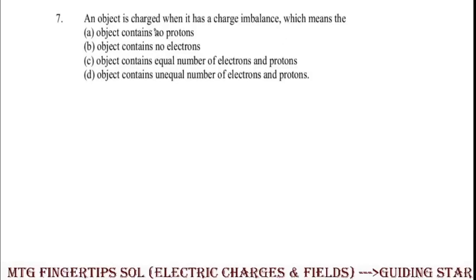Question number 7. An object is charged when it has a charge imbalance. What do we mean by that? Charge imbalance means the total amount of positive charge, magnitude wise, contained in the given object is not equal to the total amount of negative charge, magnitude wise, contained in the object. So what about the statement that the object contains no protons? Clear?